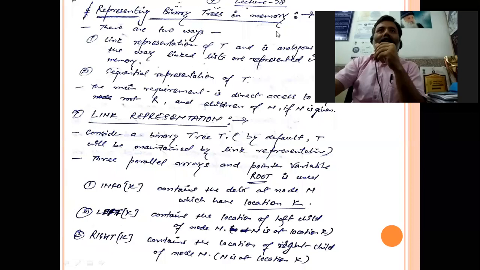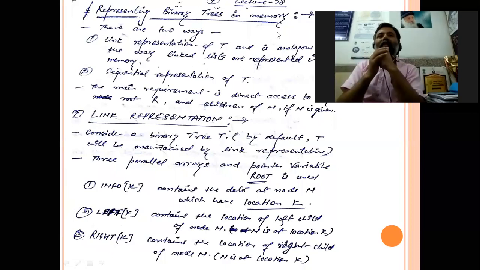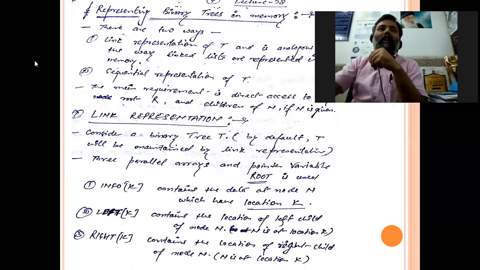Now, representing a binary tree. We can represent any binary tree by a linked list and by an array, both. So there are two ways: link representation and sequential representation by array. Both have their advantages and disadvantages. So firstly, I will discuss linked list representation.